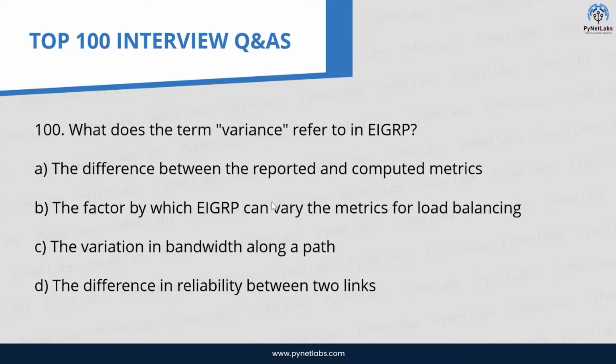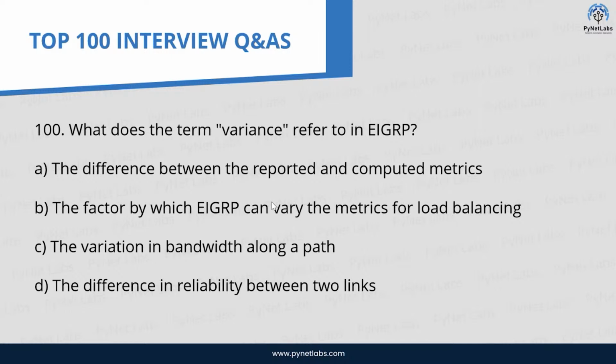So as per this question, the term variance in EIGRP refers to the factor by which EIGRP can vary the metric for load balancing, because it is used in scenarios where we have to manipulate unequal cost load balancing, right? So variance is the concept where we manipulate the load balancing. So option B is going to be the correct answer, just because variance refers to the factor by which EIGRP can vary the metric for load balancing.